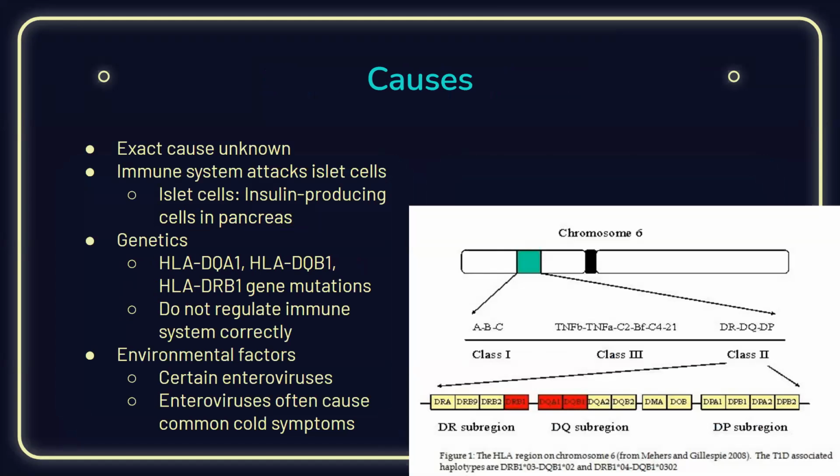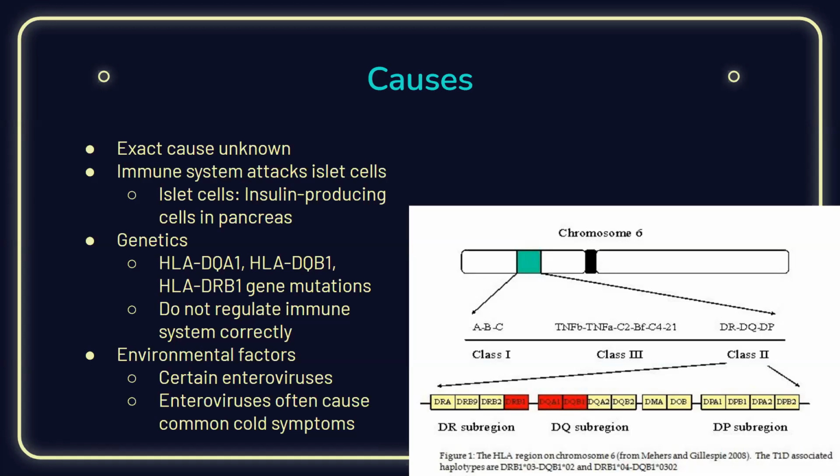So what's the cause of type 1 diabetes? Well, unfortunately, the exact cause of type 1 diabetes is unknown, but here are some theories. One is that the immune system attacks islet cells, and these islet cells are insulin-producing cells, which are located in the pancreas. The pancreas is the organ that's close to or underneath your liver, and it releases insulin.